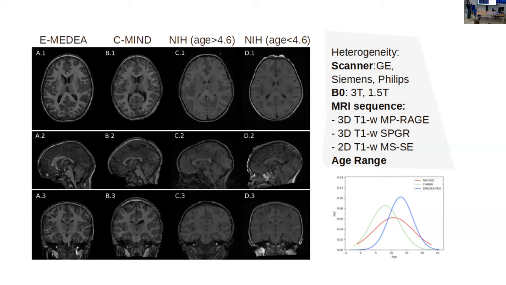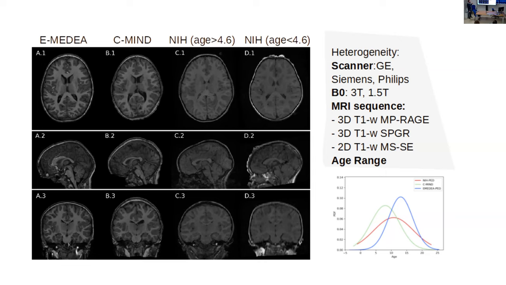The most difference we can see is in NIH, actually less than 4.6 age. The IMEDEA and CMIND data sets, as you can see, are quite similar because they are both 3D T1 weighted MPRAGE, so it's the same sequence. While the NIH uses SPGR, and in the case of the younger ones, they use multi-slice clinical acquisition, because the subjects are too young and the acquisition has to be faster. So this is the main thing that distinguishes the different data sets.